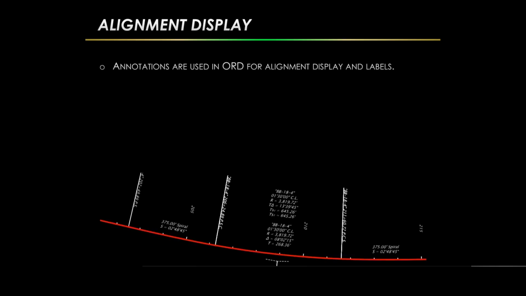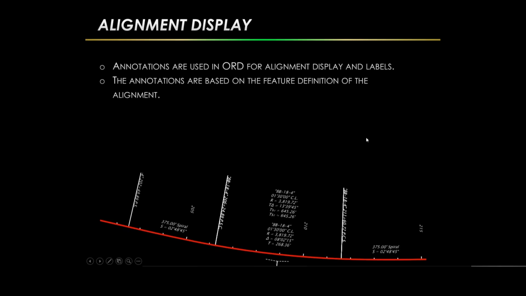Alignment display. So annotations are used in ORD for alignment display and labels. The nice thing is the annotations are based on the feature definition that you've given your alignment. So by changing the feature definition, you've already set yourself up for displaying the alignment when it comes time to build your map.